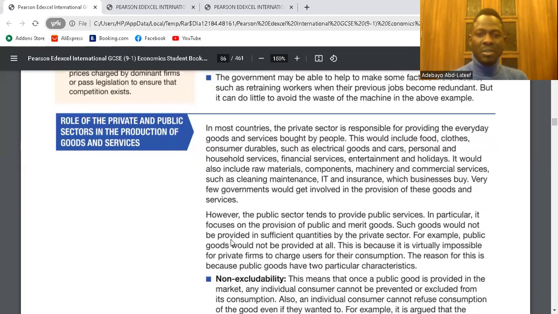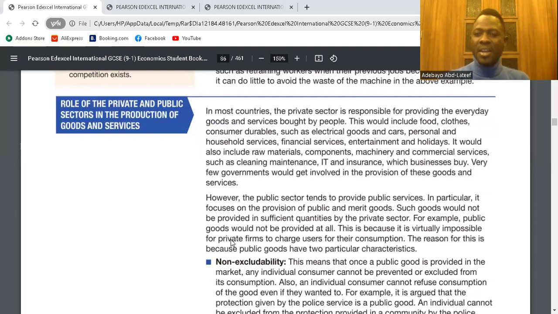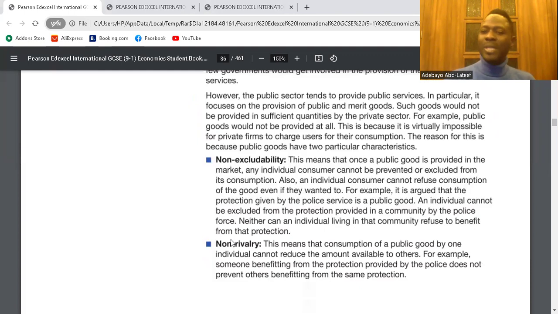We go to the role of the private and the public sectors in the production of goods and services. So here, basically, we want to talk about the public sector. Goods and services, durable goods, are provided by the private sector. Services that are inevitable, essential, are provided by the government. We call them public goods. So what are public goods? Public goods are goods that are non-excludable and non-rivalrous. Non-excludable, non-rivalrous. These are public goods.